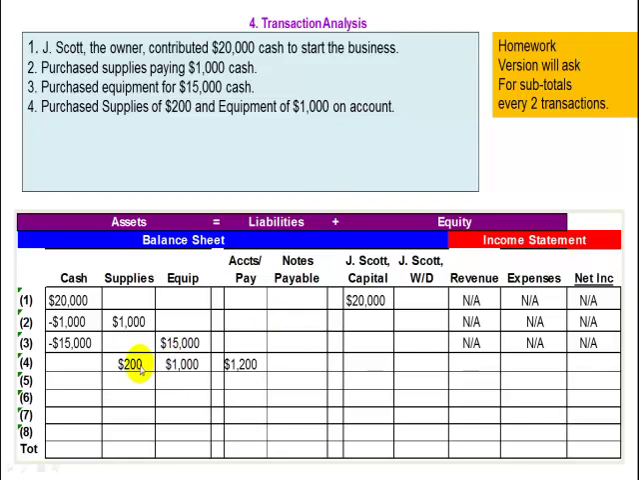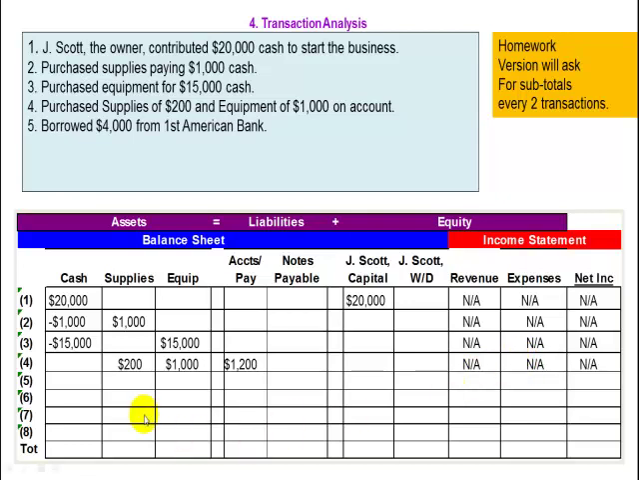So the asset side went up 1,200, the liability side went up 1,200, and we're in balance. And again, buying equipment this way and supplies this way absolutely positively are not going to be anything that's a revenue, not an expense, and therefore not net income. Number 5. We borrowed $4,000 from First American Bank.